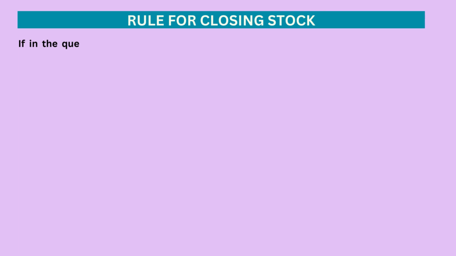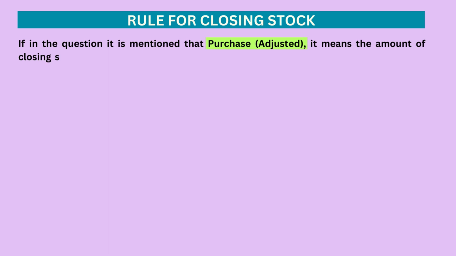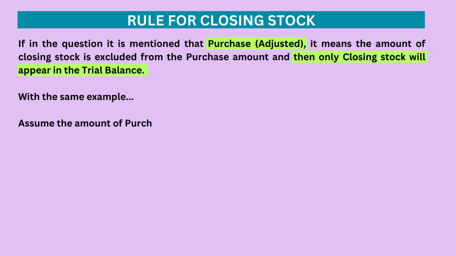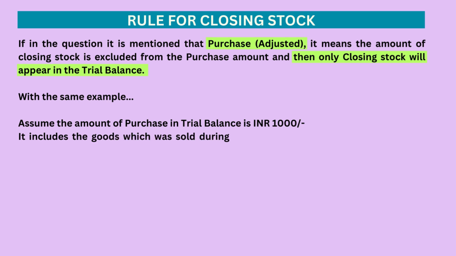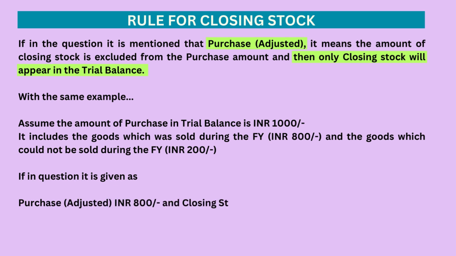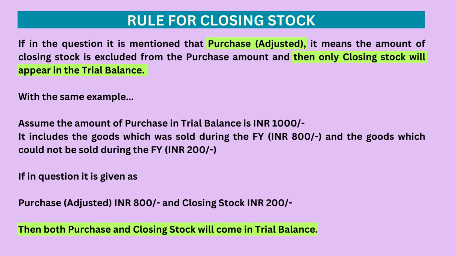However, if in the question it is mentioned that purchase adjusted, it means the amount of closing stock is excluded from the purchase amount and then only closing stock will appear in the trial balance. With the same example, assume the amount of purchase in trial balance is rupees 1000. It includes the goods which was sold during the financial year rupees 800 and the goods which could not be sold during the financial year rupees 200. If in question it is given as purchase adjusted rupees 800 and closing stock rupees 200, then both purchase and closing stock will come in trial balance.